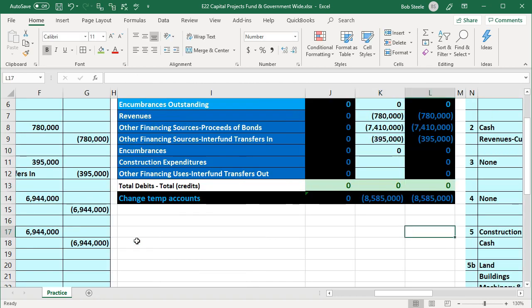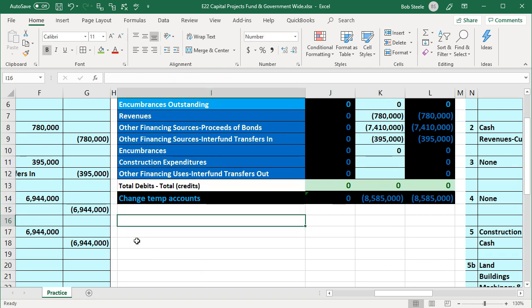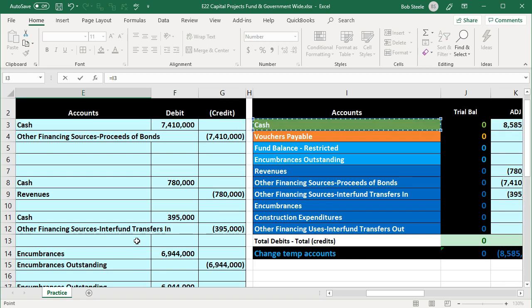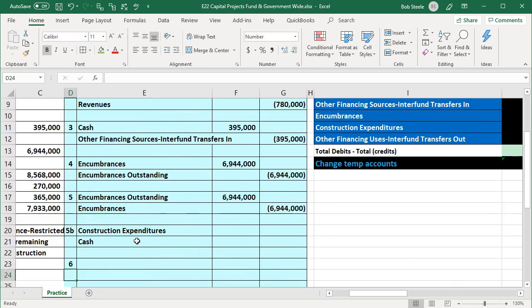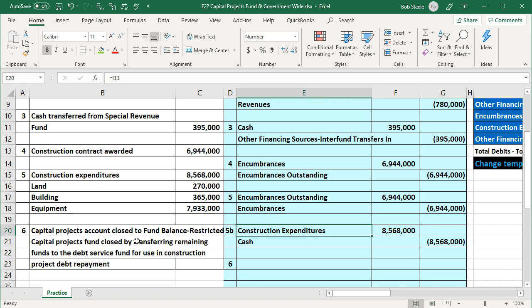Now we're going to record what we want to record, which is the expenditure of the expenses that happened, the flow that happened with relation to the construction process. So we're going to say that this is going to be a debit to the construction expenditures, the expense-like account. And then we're going to scroll back up and pick up the other side, which is cash. So we're going to record the activity, the construction expenditures, and there is going to be the $8,568,000. And the other side is cash. So there's our journal entry. Construction expenditures, let's record that first.